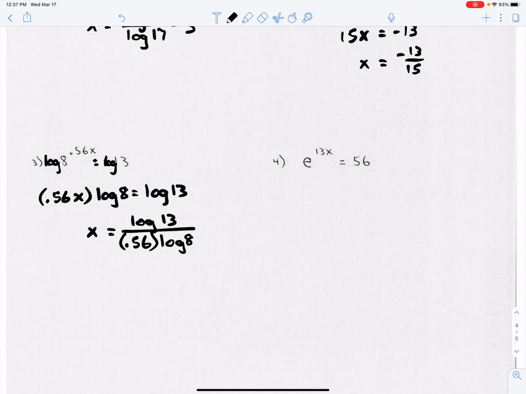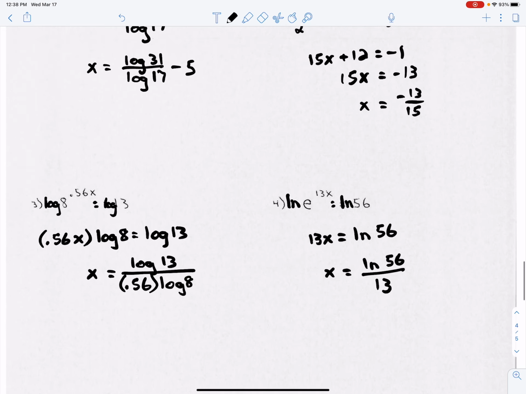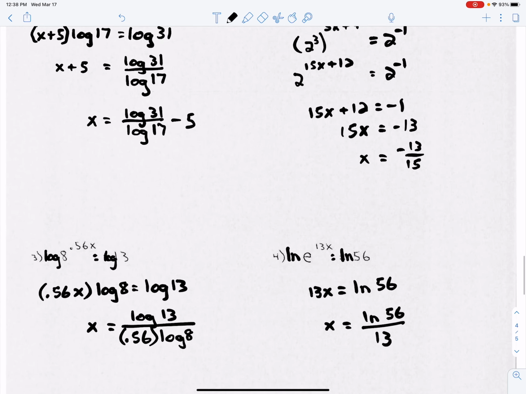Okay, here what do we want to do? Well, you're going to take the natural log of both sides. Why? Because it's got an e. And what's the natural log of e to the 13x power? It's just 13x because the base is the same, so you tell me the exponent, and that's equal to the natural log of 56, and then I just divide by 13. Okay, now let's go back. And that, again, that's calculator ready form.